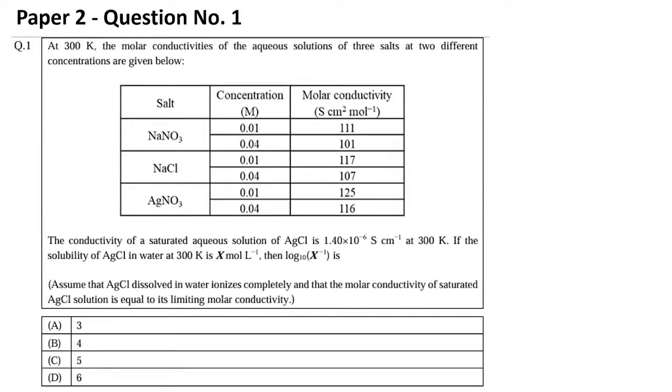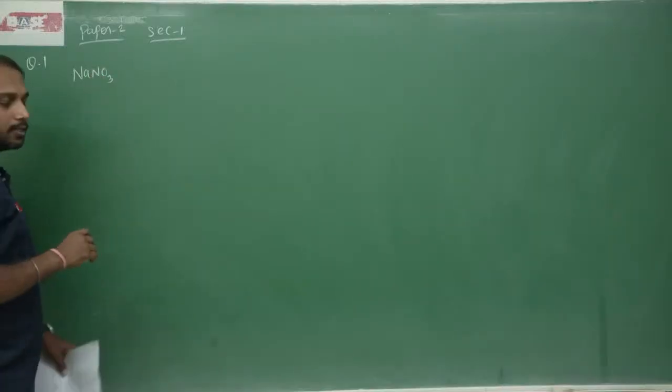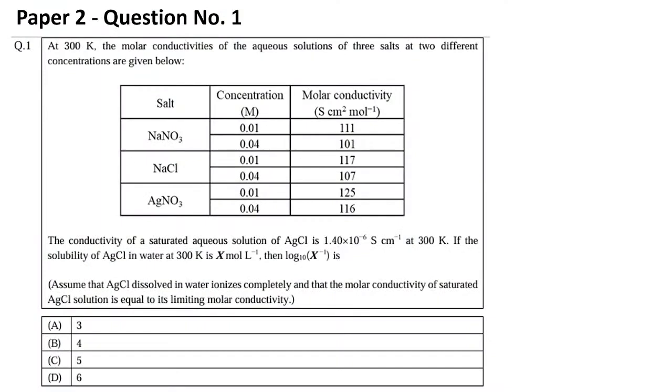Next is paper 2, section 1 and question 1. See, in this he has given a table with three substances: NaNO3, NaCl and AgNO3.